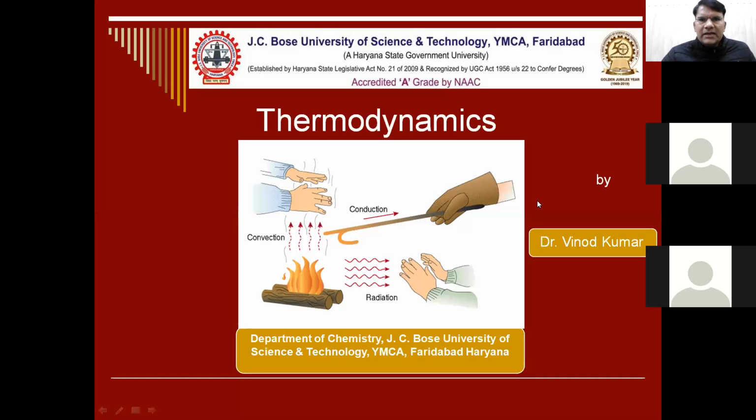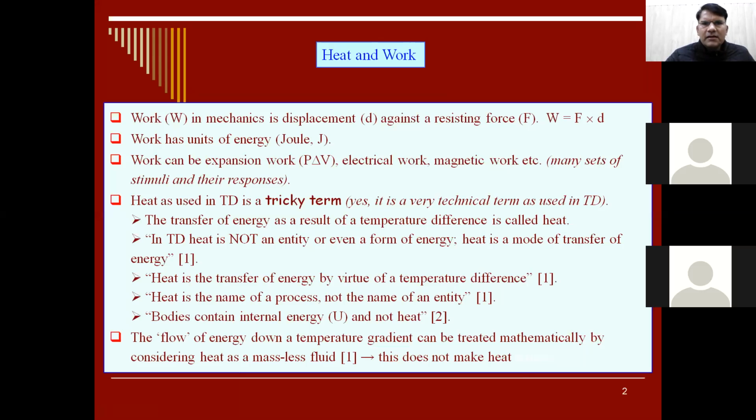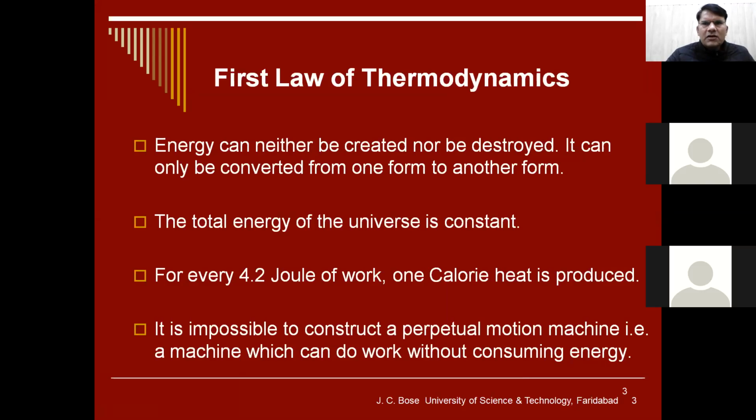So I'm going to start with the discussion that we left there in the previous class. In the last discussion, we discussed thermodynamics, what is the meaning of thermodynamics and what is the meaning of heat and work. Then the first law of thermodynamics, we have defined that it is related with conservation of energy. It states that energy can neither be created nor be destroyed, only it can be converted from one form to another form. And the total energy of the universe is always constant.